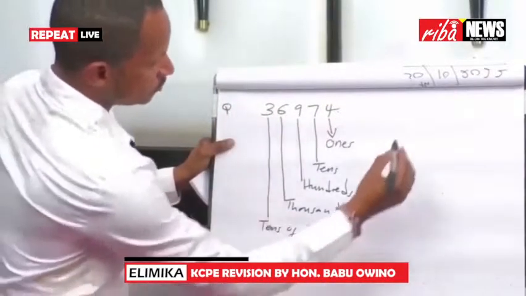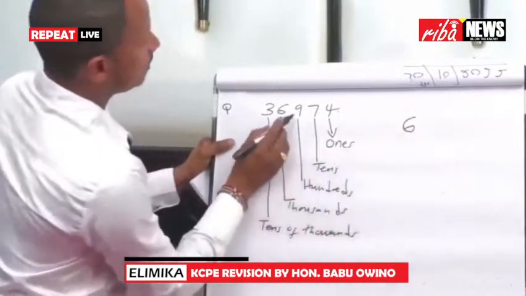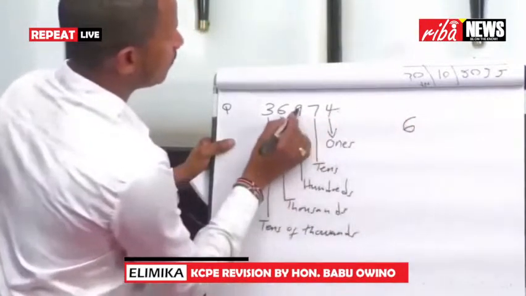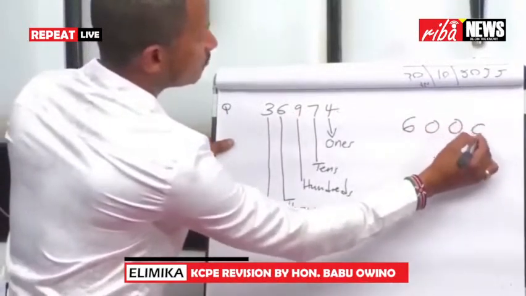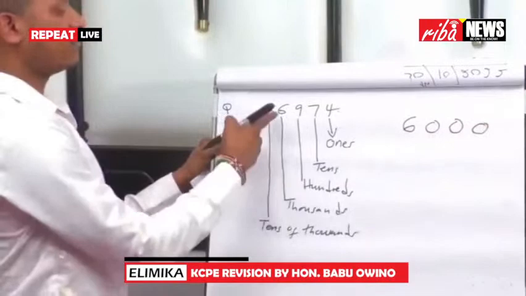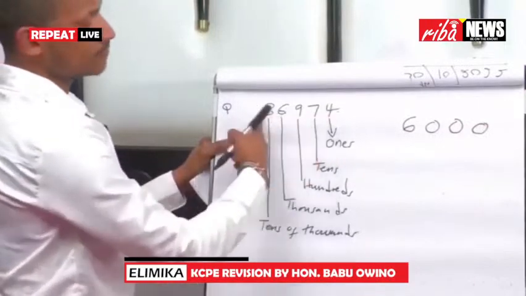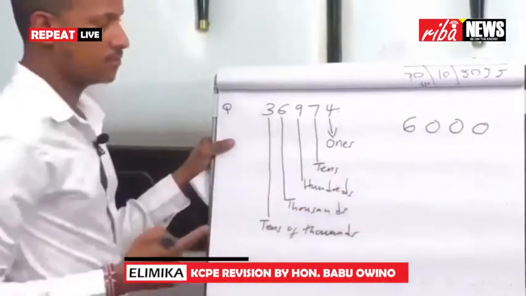So it is 6, then the other values replace with 0. So where there is 9, 0. Where there is 7, there is 0. You put 0, and when there is 4, you put 0. Therefore, the value of 6 in this number is 6,000.